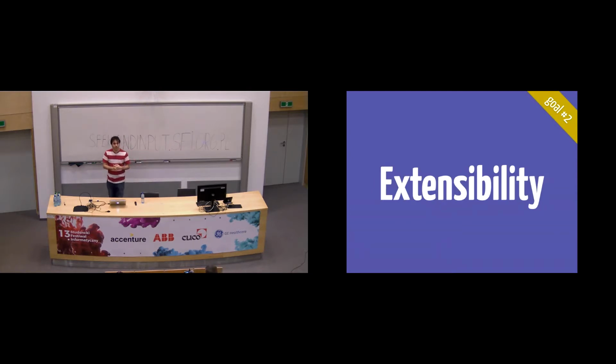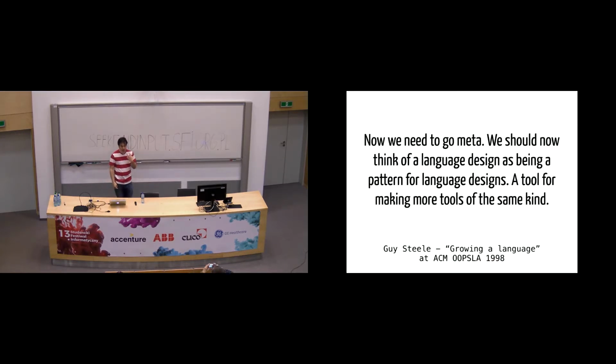Extensibility is a bit more interesting to talk about, okay? When I think about extensibility, there are many ways you can make languages extensible. And I really like this quote from Guy Steele. It's from one of my favorite talks called Growing a Language. I really recommend you to watch it. At the end of the talk, he says, now we need to go meta. We should now think of a language design as being a pattern for language designs, a tool for making more tools of the same kind, right?